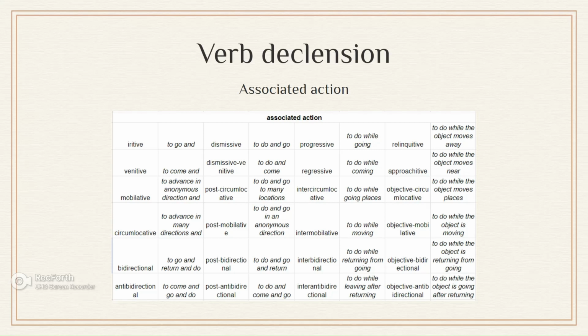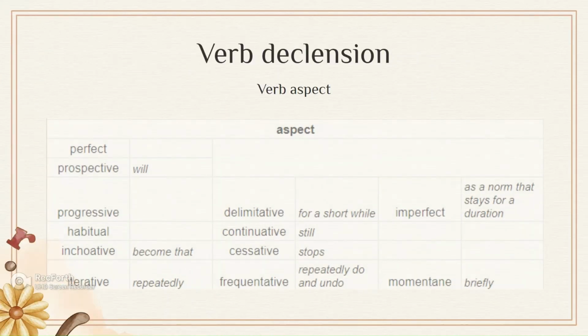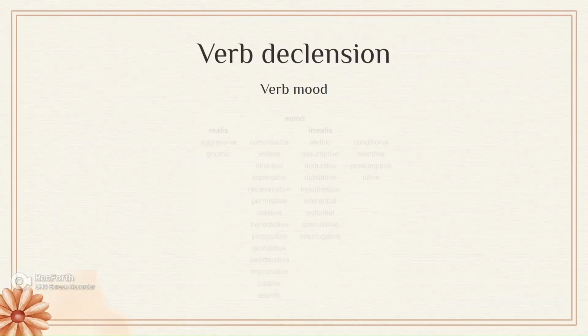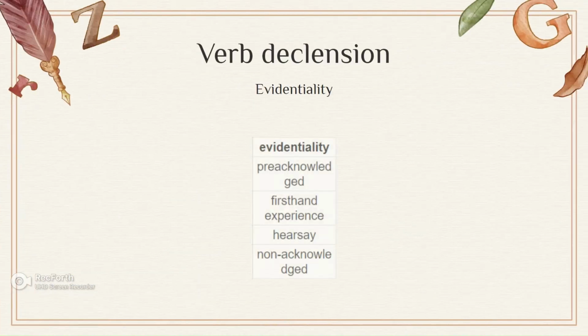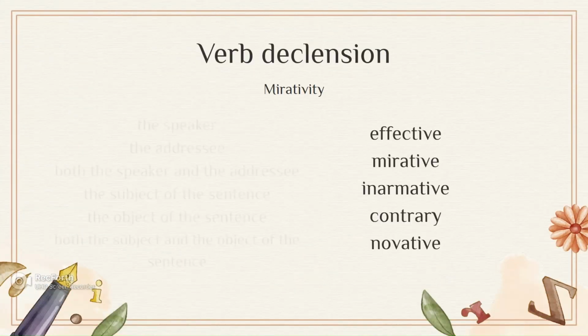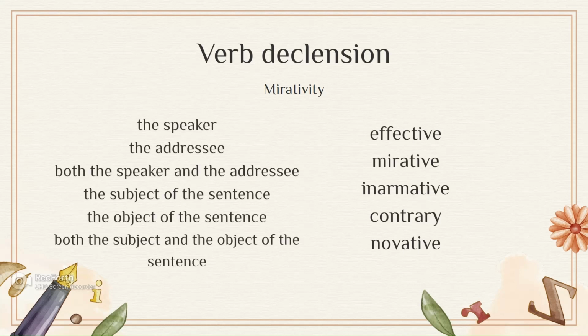Verb declension. Verbs decline for the associated action, i.e. how the subject and objects are moving while the action occurs, or before and after that. Now we also decline for aspect, for mood, for voice, and for tense, evidentiality, and mirativity of the speaker, the addressee, both the speaker and the addressee, the subject of the sentence, the object of the sentence, both the subject and the object of the sentence, or a mix of a few of them or all of them.